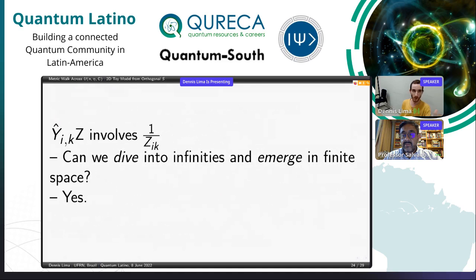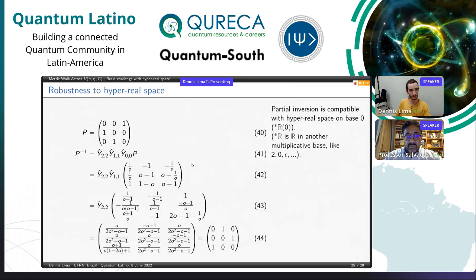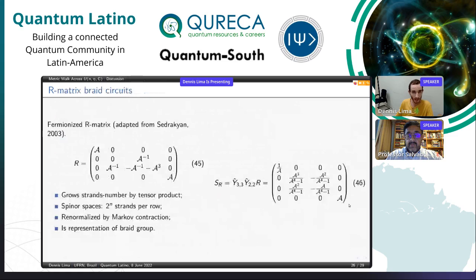Now that is the real problem: this operator Y involves 1 over z_ik, so we can have infinities, and we need to be able to get out of these infinities. We can apply partial inversion along the diagonal and have a total inverse of a matrix, even if it has zeros, by considering the zeros as symbols. And here we obtain a real matrix when we substitute these symbols by zeros again. So that is this possibility.